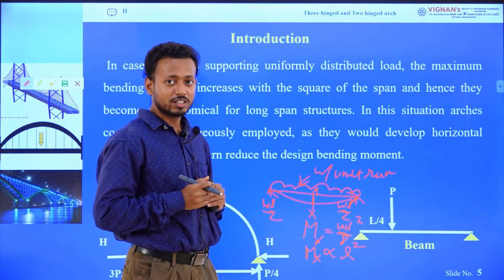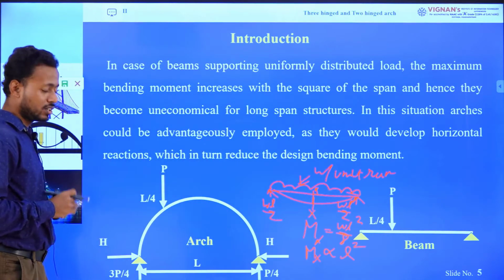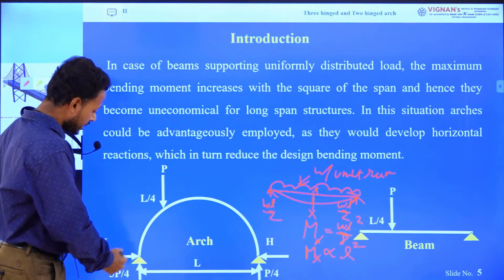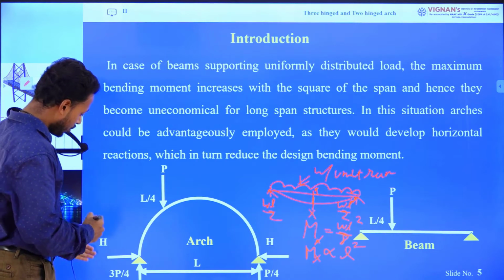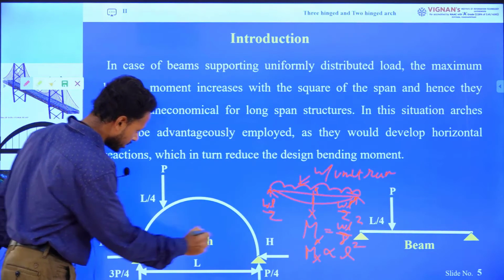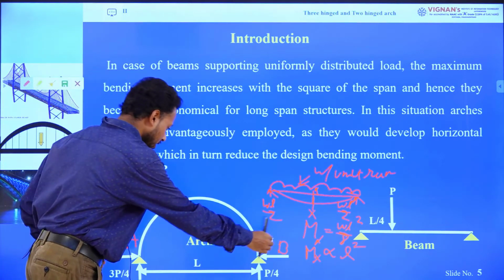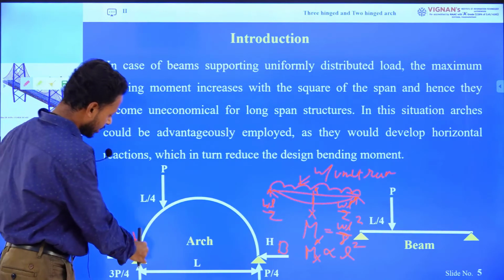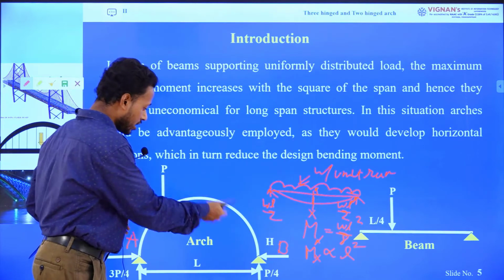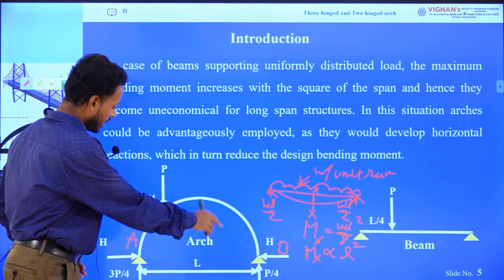What is the solution? To make it economical, we can construct an arch structure. How? As you can see, this is an arch structure. Suppose this is A support and this is B support. From both the supports it is getting extra force. Whether it is a steel girder, a concrete girder or an RCC girder, it is getting extra support at both ends.